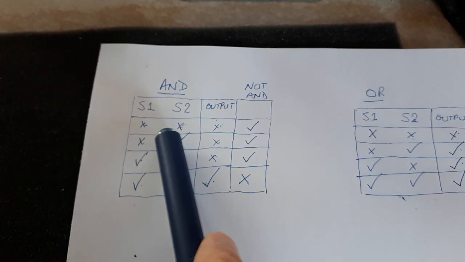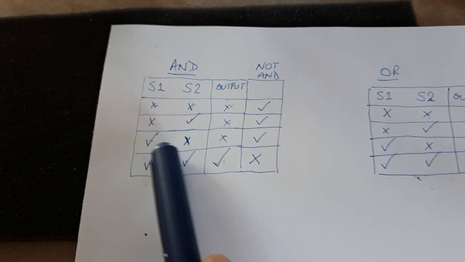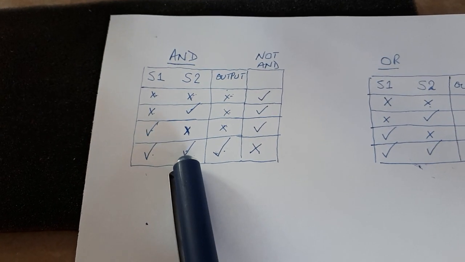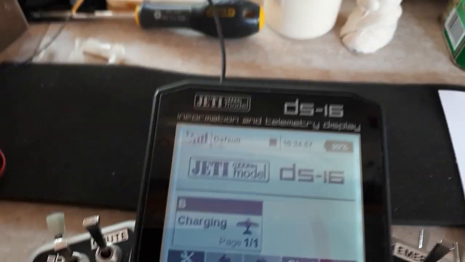Here's our 2 switches off, lights off. 1 switch is on, lights off. The other switch is on, lights off. Only when both of them are on, lights come on. Great. Makes life nice and easy.